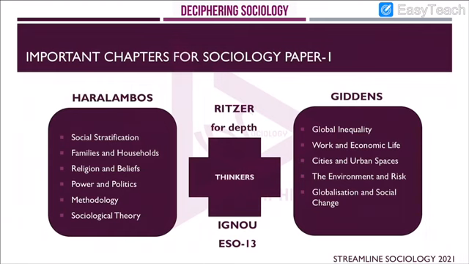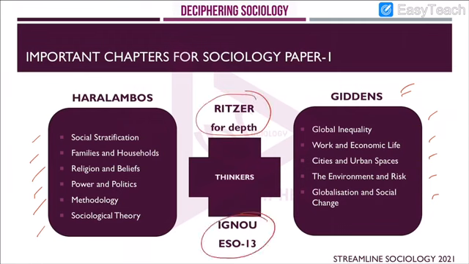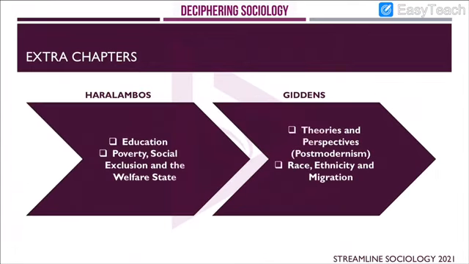For paper 1, from the standard textbooks, you have to study the following chapters. In Haralambos, you will be studying social stratification, families and households, religion and beliefs, power and politics, methodology, and sociological theory. From Anthony Giddens, you will be studying global inequality, work and economic life, cities and urban spaces, the environment and risk, globalization and social change. Ritzer, you will be referring to for depth, and IGNOU ESO 13 you will be studying.